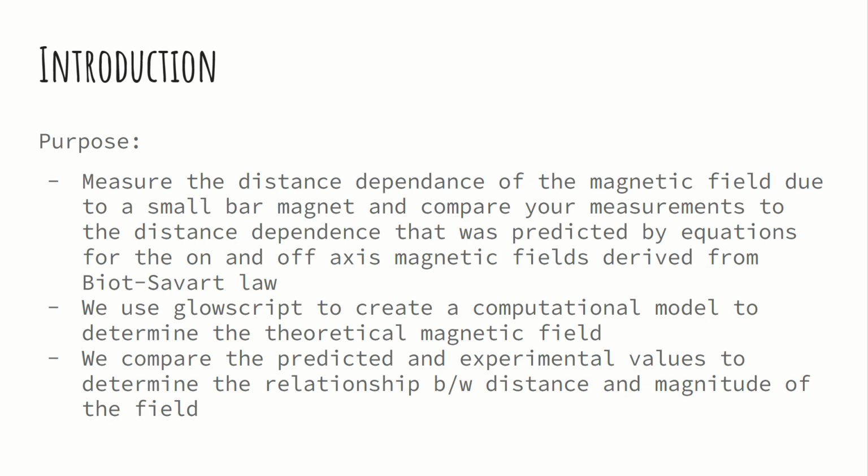What we're doing is measuring the distance dependence of the magnetic field due to a small bar magnet, and comparing our measurements to the distance dependence predicted by equations for the on and off axis magnetic fields. We're deriving this from the Biot-Savart law that we did in class. We'll have one experimental model, which is the actual experiment, and we'll use our equations in a computational model that we make using VPython, and compare the values. That's pretty straightforward, right?